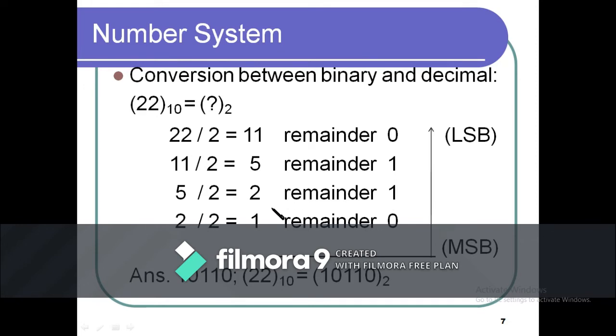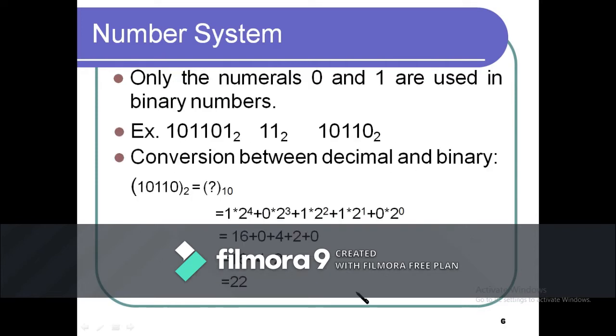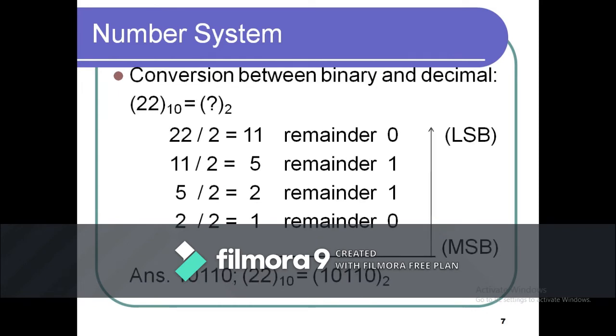We process the same way. In decimal to binary conversion, you read from the MSB to the LSB. MSB means most significant bit and LSB means least significant bit. You take from the downward to the upward direction, the last remainder first. Hence the value is 10110. That is our answer, and the last answer is also 10110.